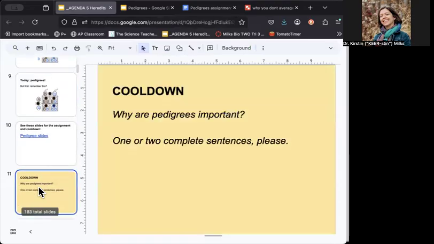All right, last but not least, why are pedigrees important? What do they let us do? 1 to 2 complete sentences, please.